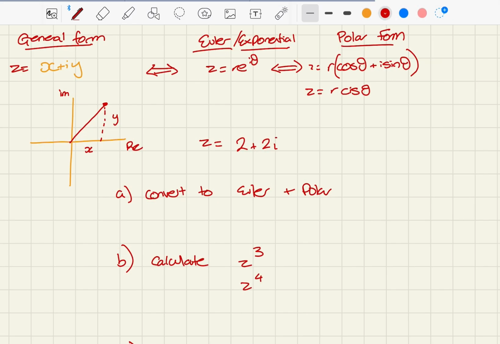I just want to quickly go through complex numbers with most of the things you need to know, how we convert between the different ones, and then do a couple of exam questions.